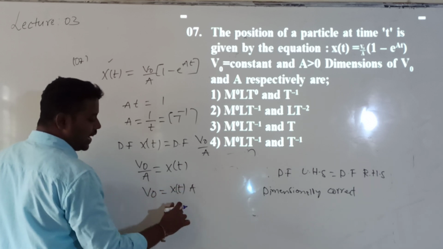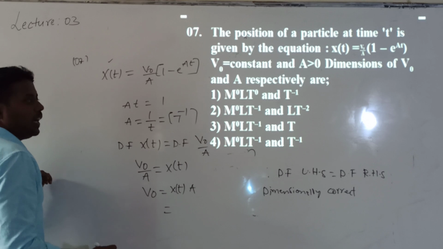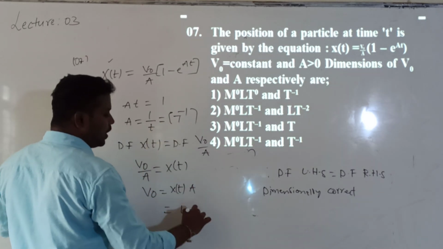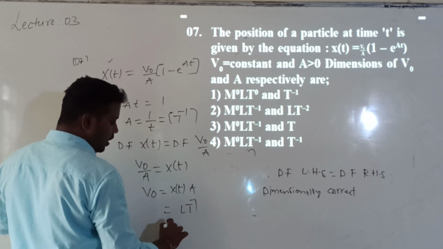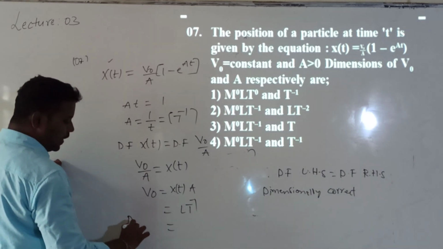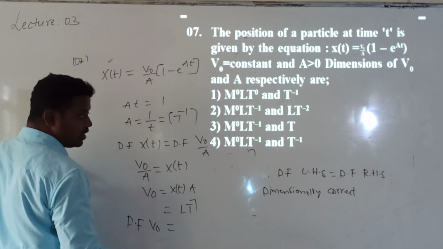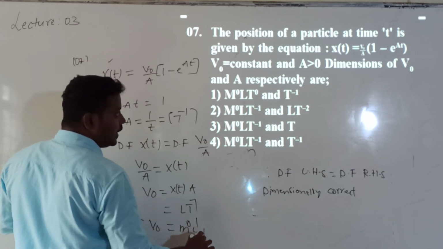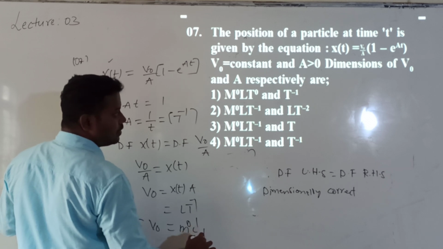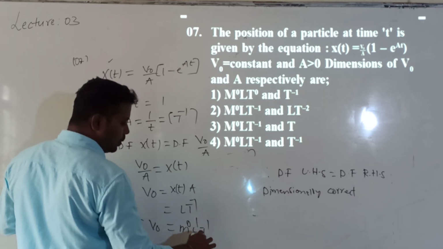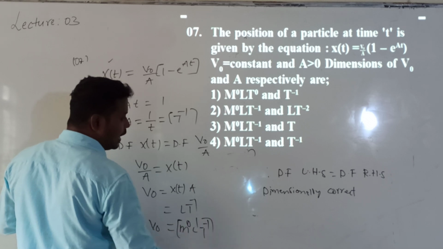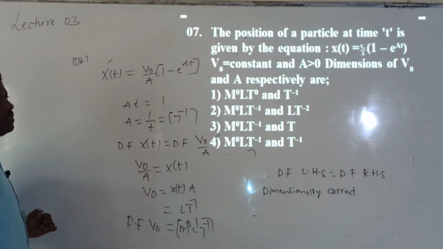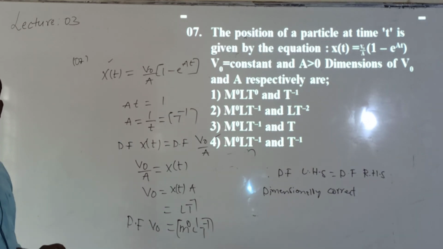Here x of t is the distance, so the dimensional formula is L, and a dimensional formula is T power minus 1. Therefore, what is the dimensional formula of v naught? V naught dimensional formula is M power 0, L power 1 and T power minus 1. So this is the dimensional formula. Okay? This is question number 7.